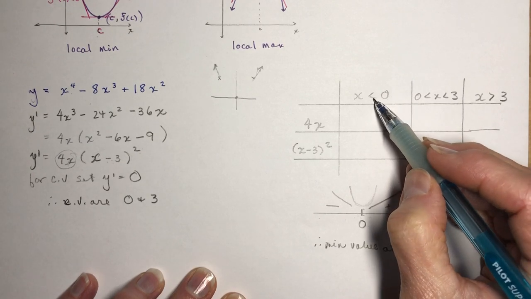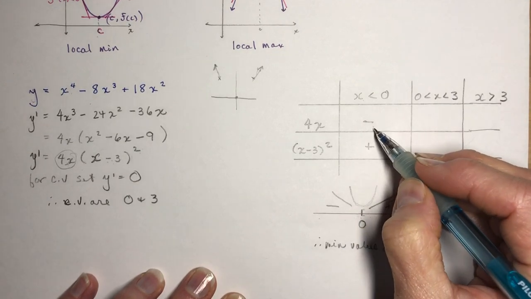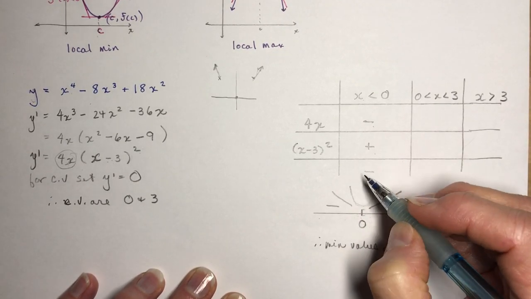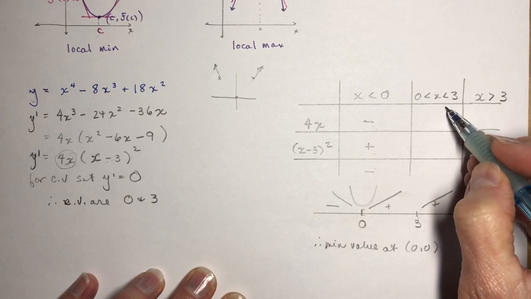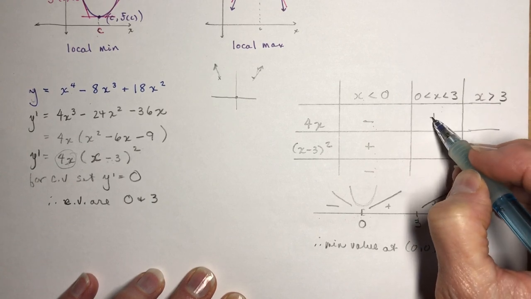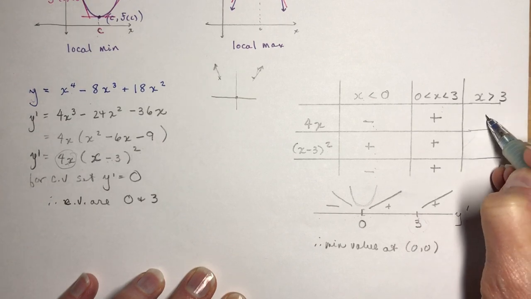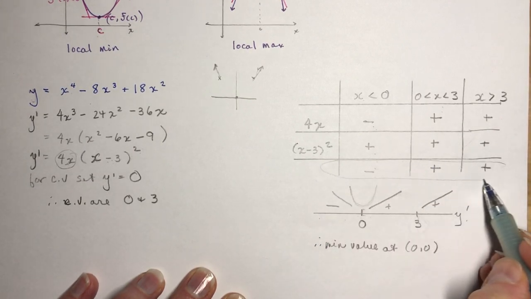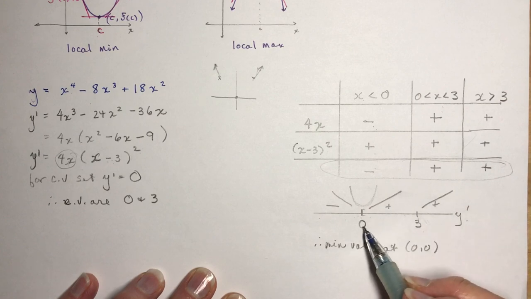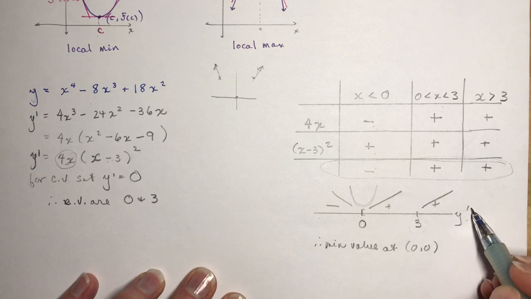If I put in a number less than 0, that's going to be negative, and this is going to be positive. A negative times a positive is a negative. So this is multiplying these together, right? Negative, positive, negative. And for this one, if I put in 1, this would be positive. This is still positive, so my resultant is positive. Greater than 3, it's positive, positive, positive. So this line gives you the exact same thing as you get here. And actually, I think this is much easier to read. You must remember to label your line y prime or f prime at x, or whatever you're using.